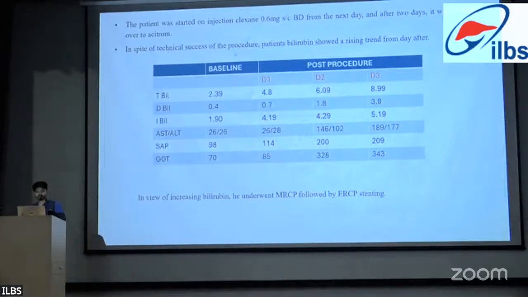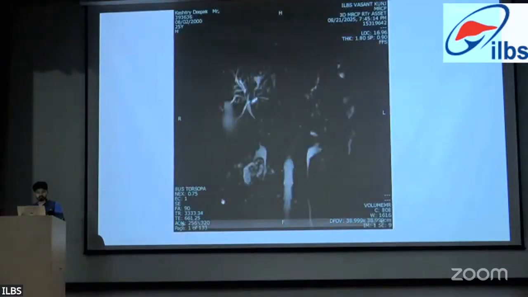However, from post-op day 2, we started noticing an elevation in the bilirubin levels. Here we can see the baseline bilirubin level was 2.3, and from day 1 it was 4.8, it rose to 6, and then it increased to 9. In view of the increasing bilirubin, we did an MRCP, and then he was planned for ERCP stenting.